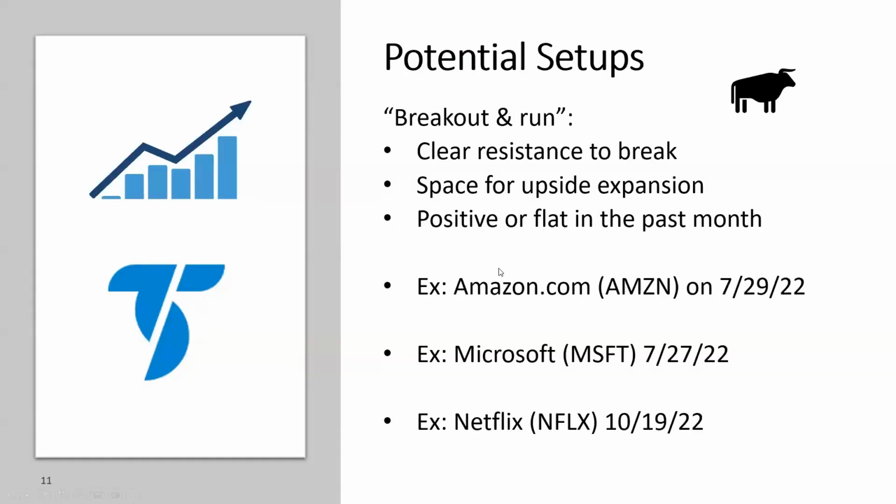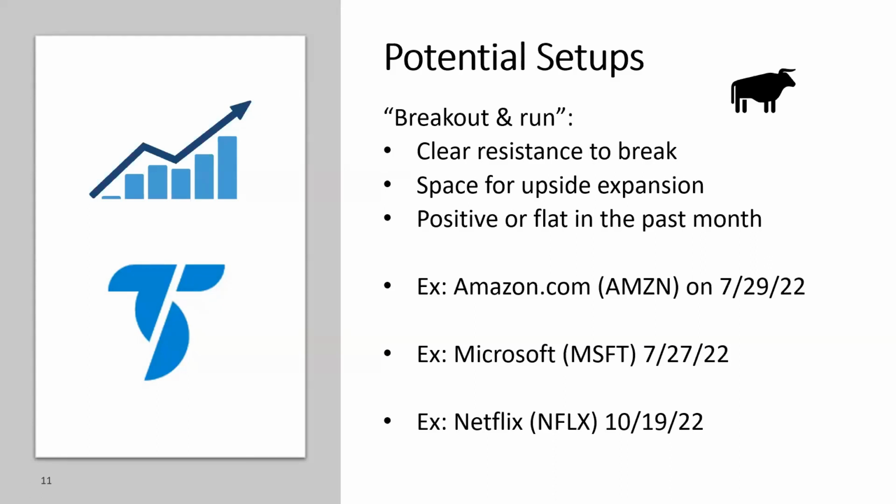I include these in two potential categories. For our bullish setups, I call this kind of breakout and run. And we're now on slide 11. So there's several different examples of these. We're looking for three things. We are looking for a clear resistance area to break, like I just showed on Netflix. We're looking for space for expansion to the upside. And we're looking for something that is flat or positive in the last month.